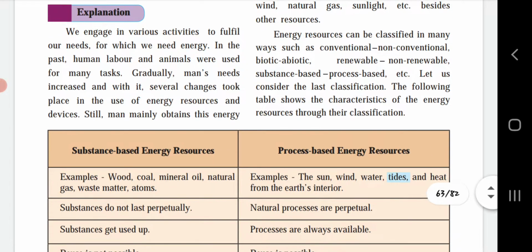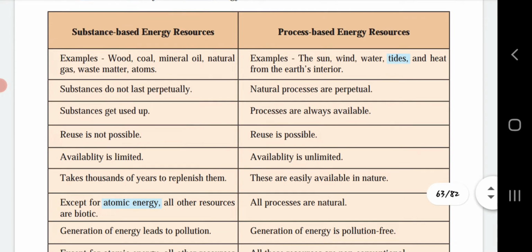Energy resources can be classified in many ways such as conventional, non-conventional, biotic, abiotic, renewable, non-renewable, substance-based, process-based, etc. Let us consider the last classification. The following table shows the characteristics of energy resources through their classification. Renewable resources are the resources which can be renewed again, which can be prepared again. Non-renewable resources are the resources which cannot be prepared once they are finished. Like that, conventional, non-conventional, biotic and abiotic. For substance based and process based, let's see the difference.